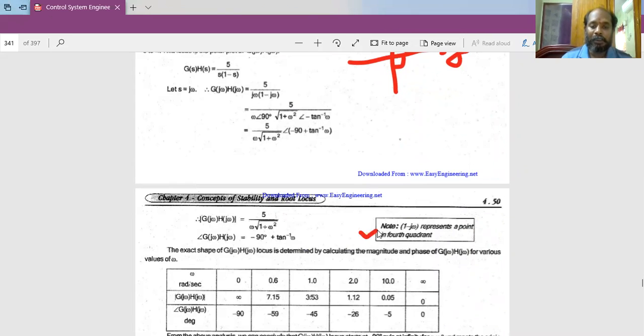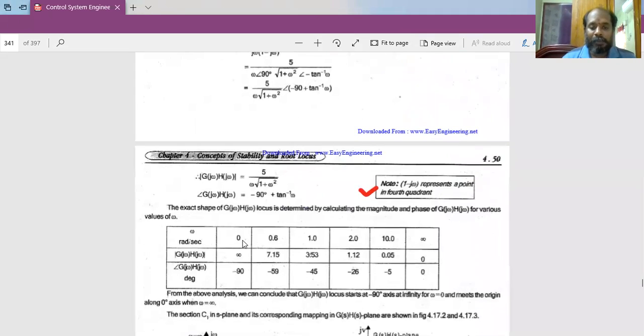Okay, it has been mentioned already. Minus 1 minus j omega represents a point in the fourth quadrant. Right, we have discussed it. Now we vary omega from 0 to infinity.